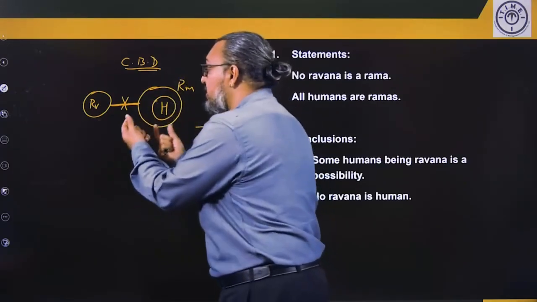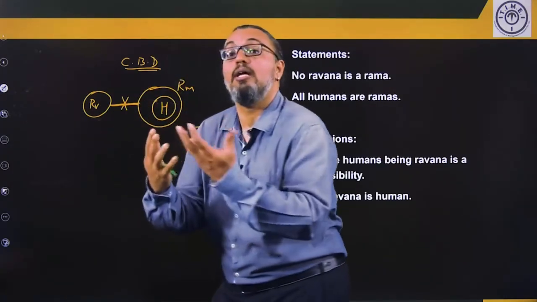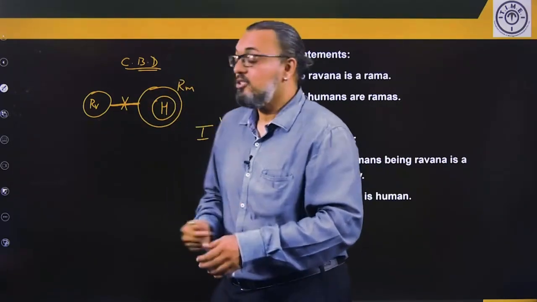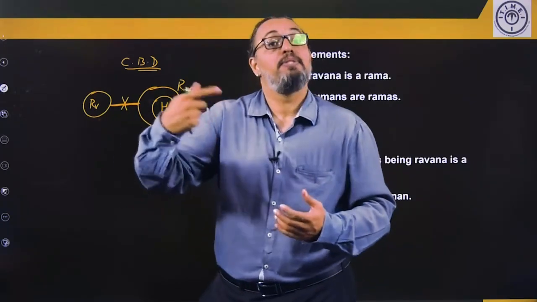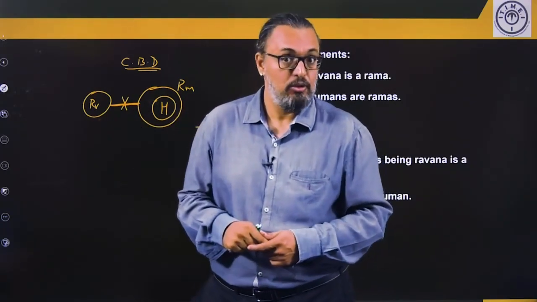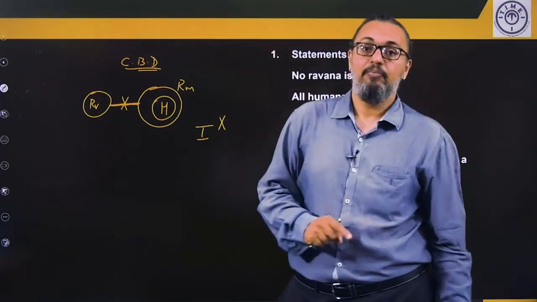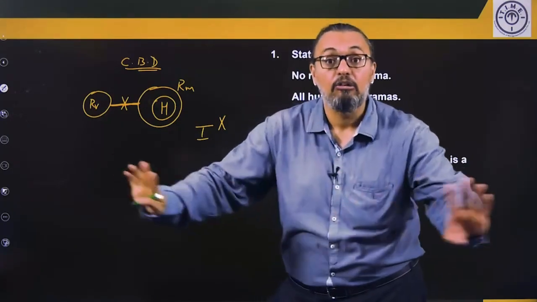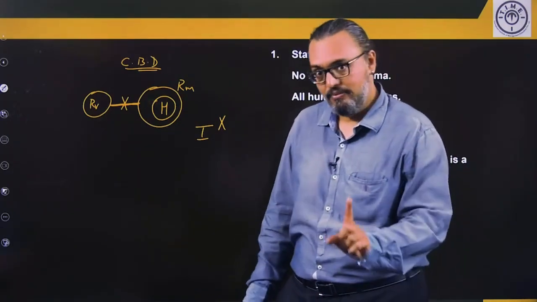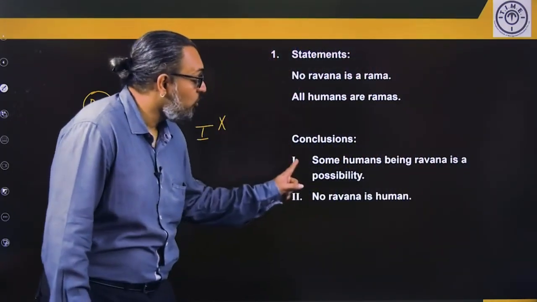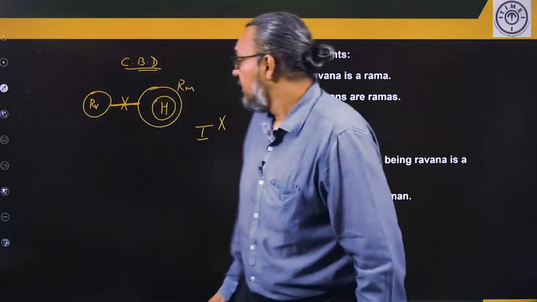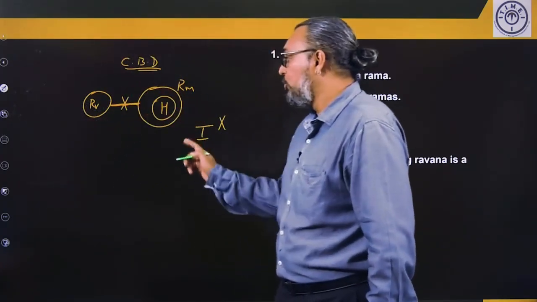So, know the limitations. Now, this helps you identify what the limitations are when you have a no. So, this small indication helps a long way. Understood? So, it says is a possibility and we know it is not possible because human and Ravana can never overlap with each other. That is clear. Then, the second one says No Ravana is human. Ravana is separate, human is separate.